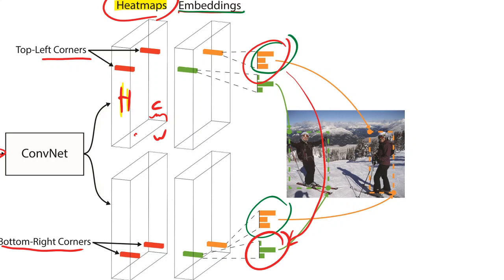So after that, when you match the corners, you can simply go over and say, which one of these two right here has the larger inner product? Or you can do some Hungarian matching and maximize the total inner product or something like this.